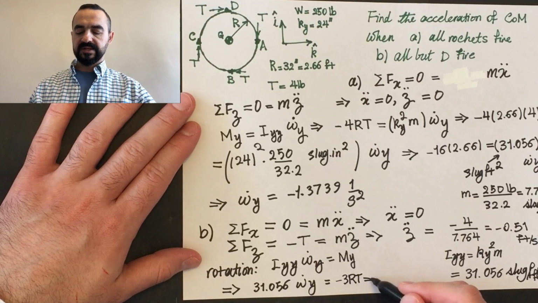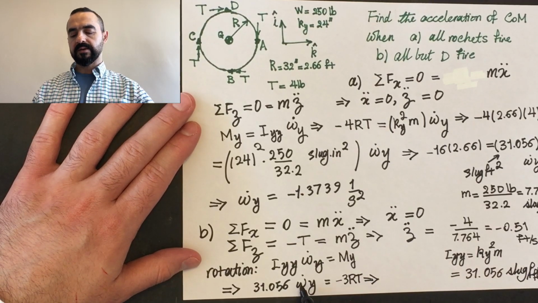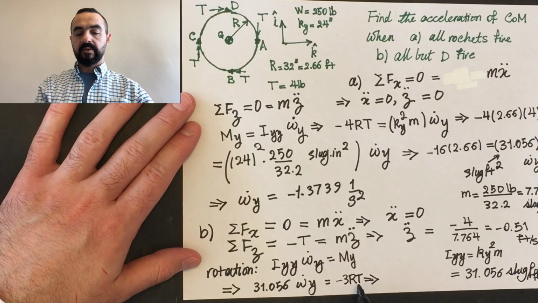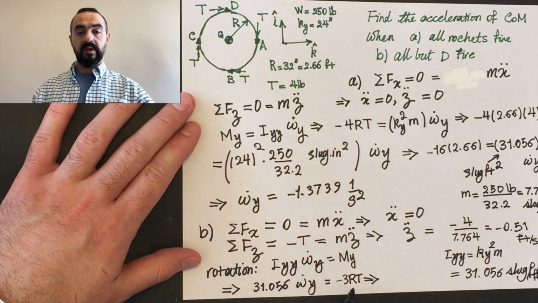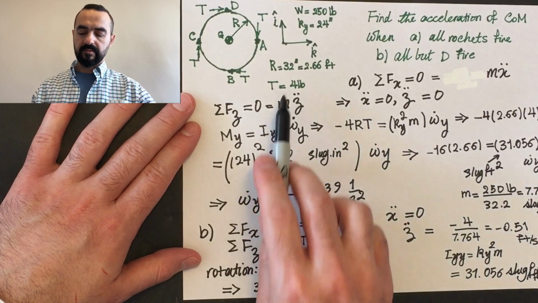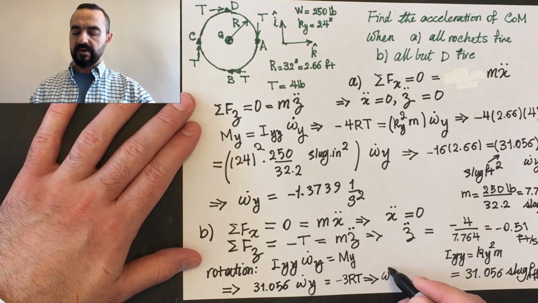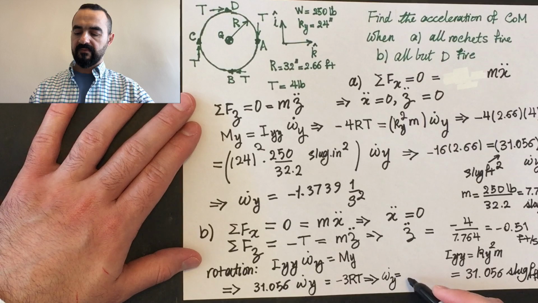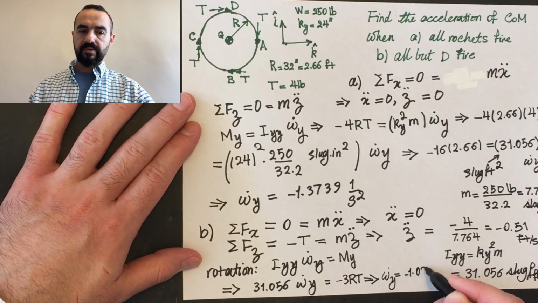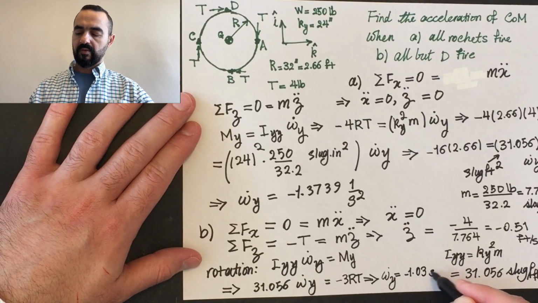All right. The rest is going to be the same. Then we solve for omega dot y. We have the same radius, same force, 4 pounds. We solve for omega dot y, and our omega dot y for part B is going to be negative 1.03 per second squared.